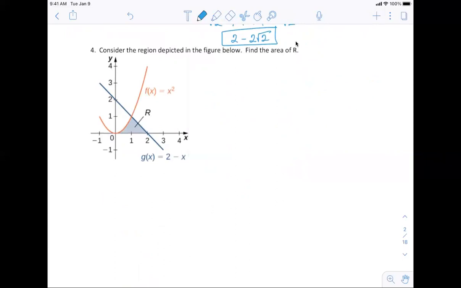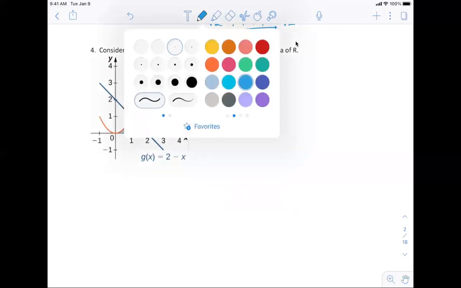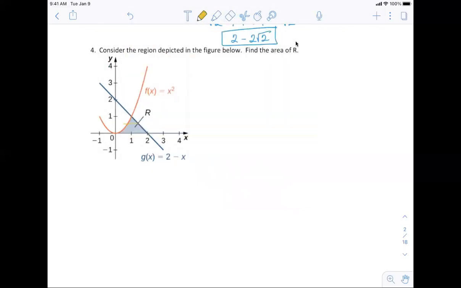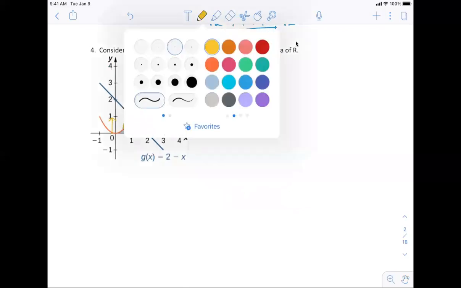So if we go horizontally, we're going to need more than one integral. However, if we switch this time and look at horizontal rectangles and integrate vertically with respect to y, we only need one integral. The leftmost curve is going to be f of x, so that's the one we're going to subtract. The rightmost curve is going to be g of x, so that's the one we're going to start with.